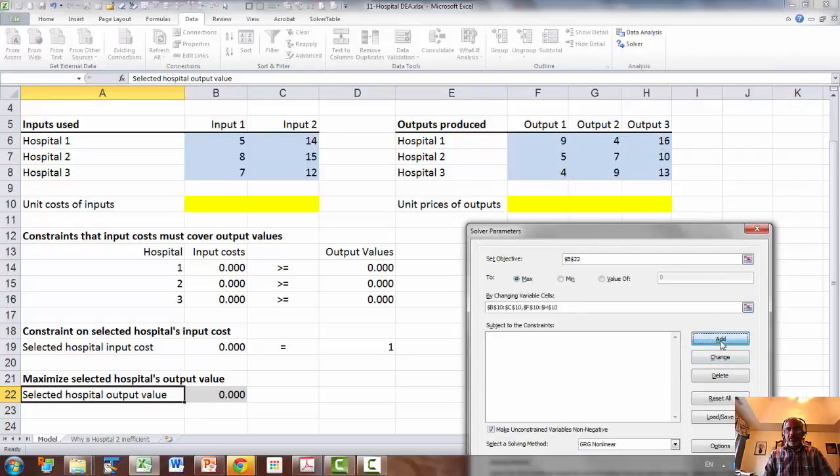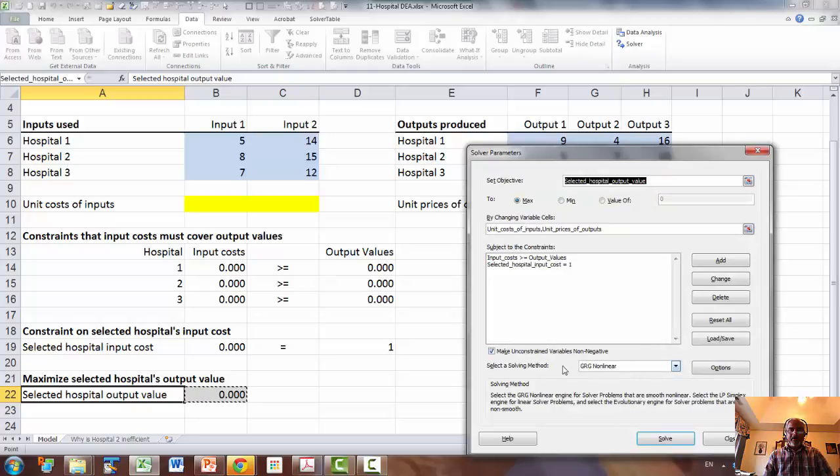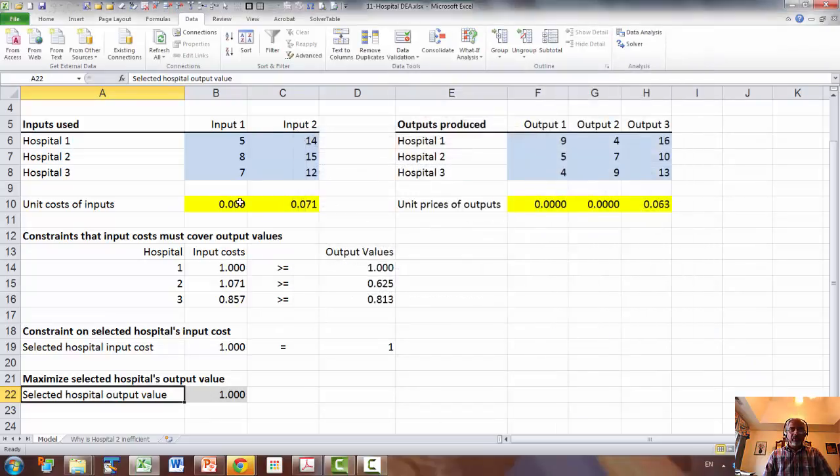Okay. The constraints are that the input costs are greater than output values. That's 1. And then the selected hospital input is equal to 1. Okay, now I'll make that simplex LP. We solve. So now we have a pricing structure such that the selected hospital's output value is equal to the input. So we have 100% efficiency for the selected hospital.